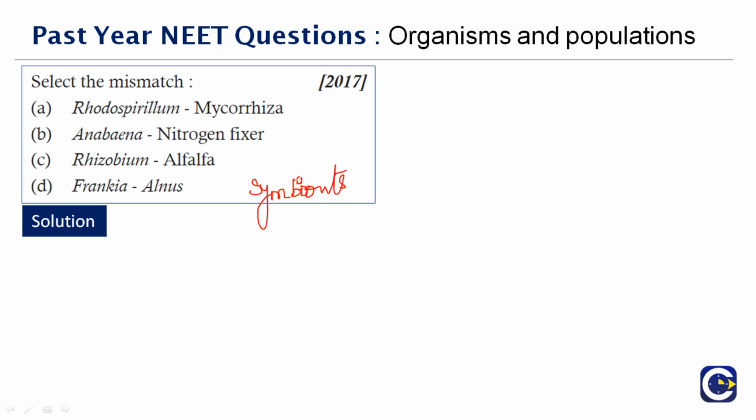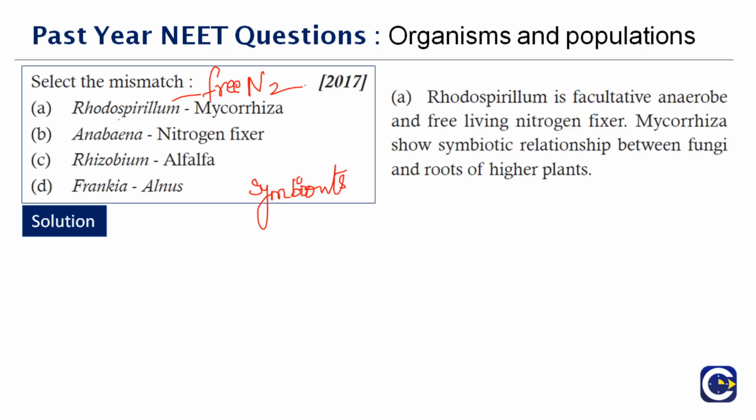Right, symbionts. Therefore, this will not be the answer. The mismatch is option A. Rhodospirillum is a free-living nitrogen fixer. Therefore, the right answer, the mismatch here, is option A.